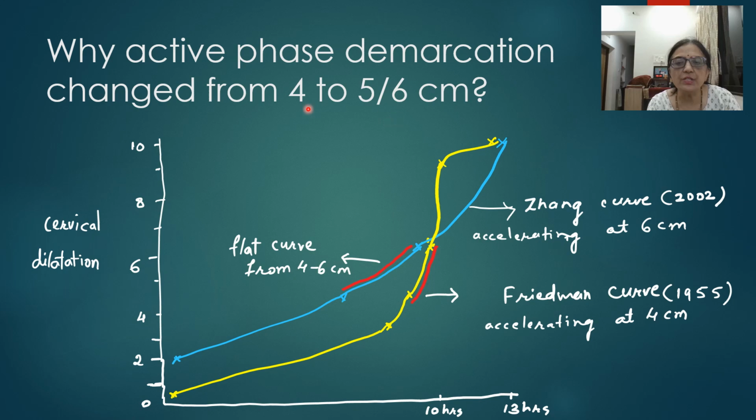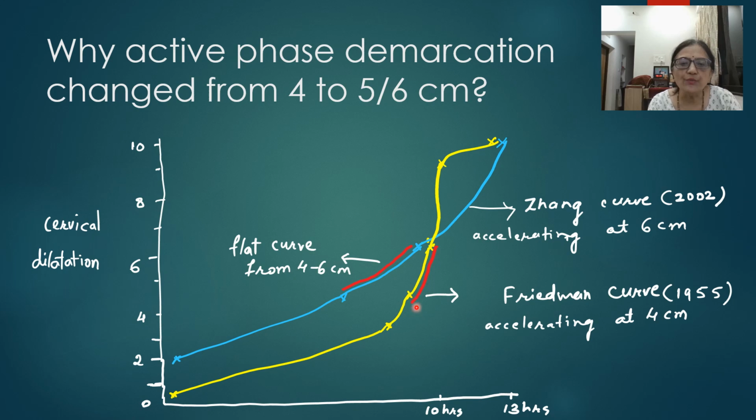And this is a major change in that we consider the active phase, whether at 4 centimeters, 5 centimeters, or 6 centimeters. This yellow line is the Friedman curve. Friedman introduced it way back in 1955, where acceleration of the curve starts at 4 centimeters itself. You can see on the y-axis we have cervical dilatation, and this is the 4 centimeter dilatation, and the graph shows the phase of acceleration 3 to 4 centimeters, then the stage of maximum slope, and then deceleration from 9 to 10 centimeters. That is how the active phase was divided by Friedman.